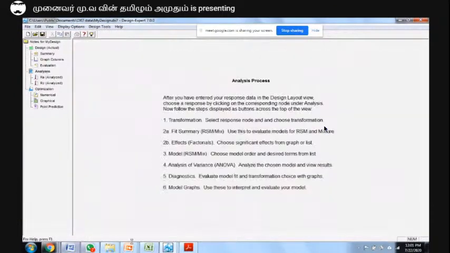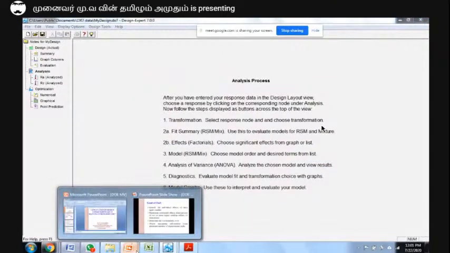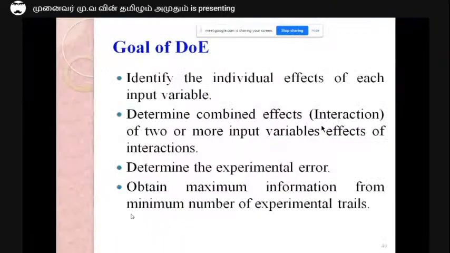And this is what I have given: obtaining maximum information from the minimum number of experimental trials. This is what we did. We have some data from the experiment. We give the input in Design Expert. Design Expert does the ANOVA and the empirical model. The empirical model can be suggested for further studies. Similarly, it can be extended for optimization.